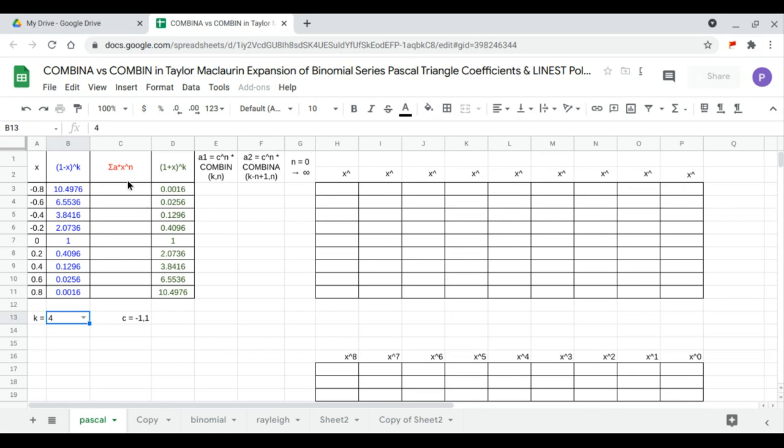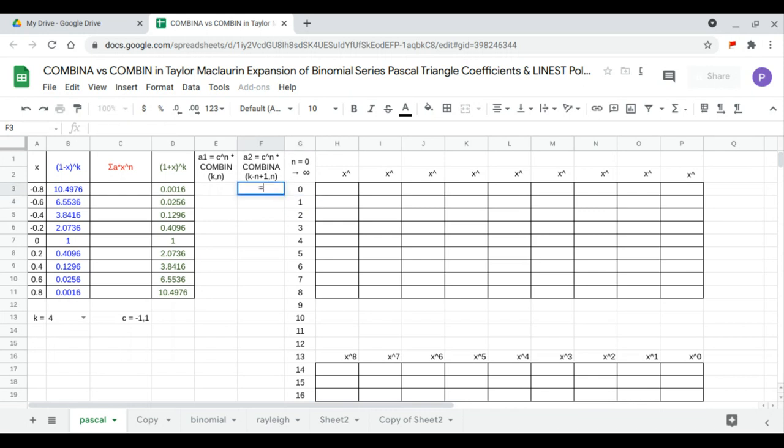Now we continue with the Taylor-Maclaurin series expansion, which is the summation of a times x to the power n, where a1 is c to the power n times combin k comma n, and a2 will be c to the power n times combina k minus n plus 1 comma n. And the value of n is 0 to infinity. In this case, we can go as far as 16, which is good enough.